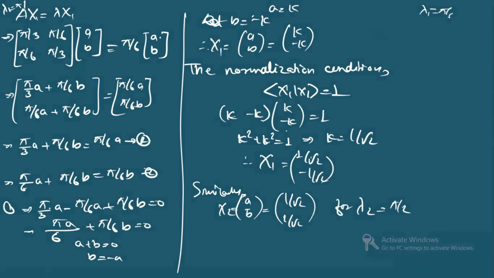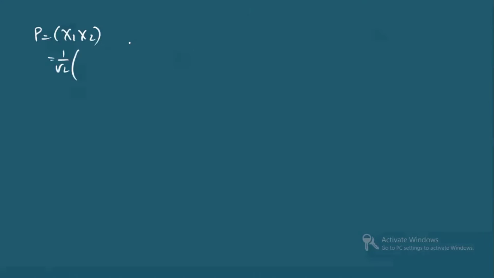Now for diagonalization, what we will do? We will consider a matrix P, which is [X1, X2]. Taking 1 by root 2 common, X1, X2 will give you (1, -1; 1, 1), so P = 1/√2 (1, -1; 1, 1). Similarly, P inverse will be 1 by root 2, just taking rows into columns: (1, 1; -1, 1).